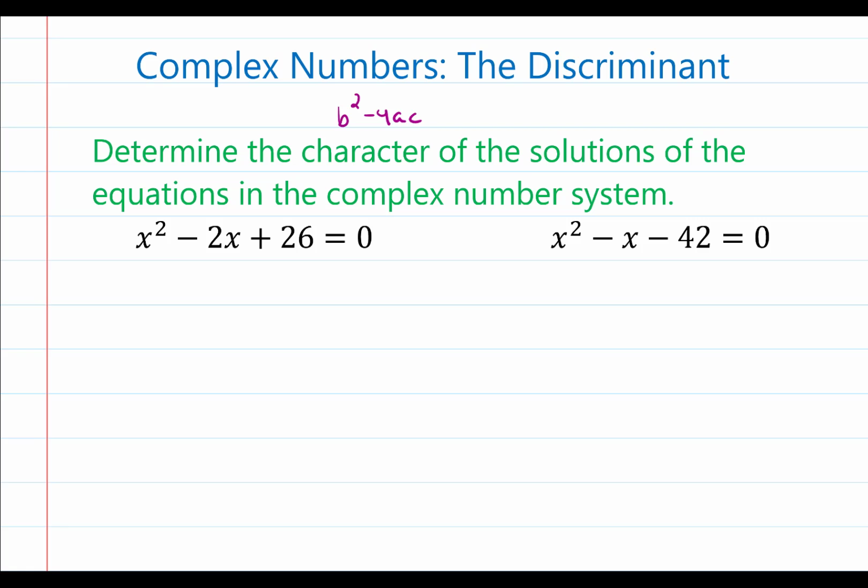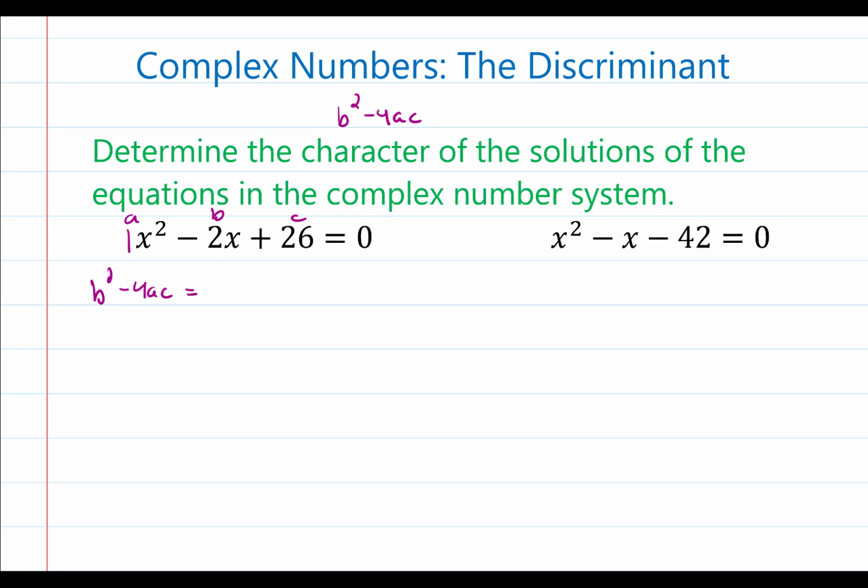So let's look at our first example where we have x squared minus 2x plus 26 is equal to 0. We see here that the value of a is equal to 1, the value of b is negative 2, and the value of c is 26. So let's go ahead and analyze the discriminant. Again, that's b squared minus 4ac.